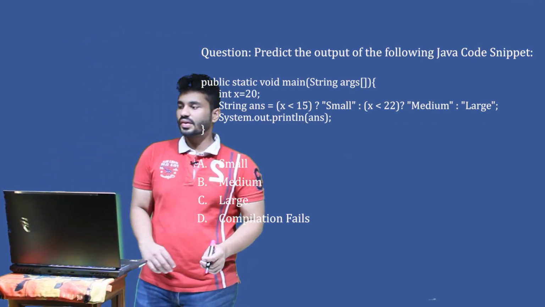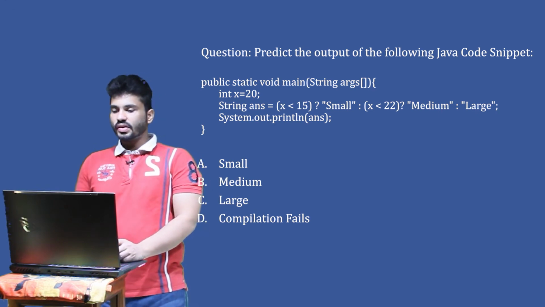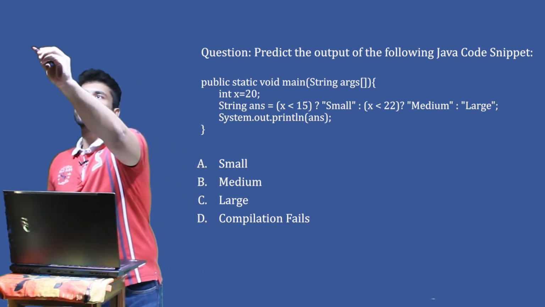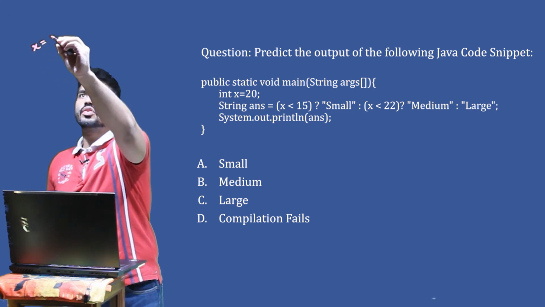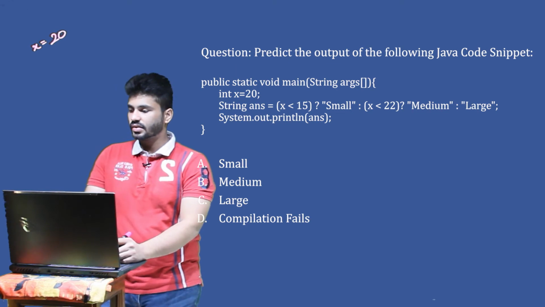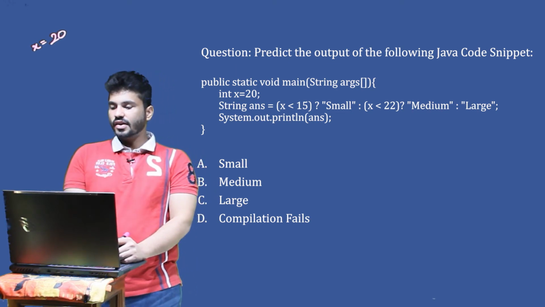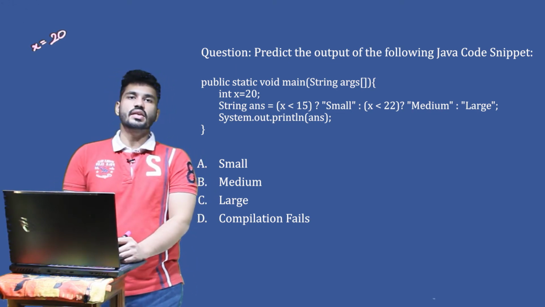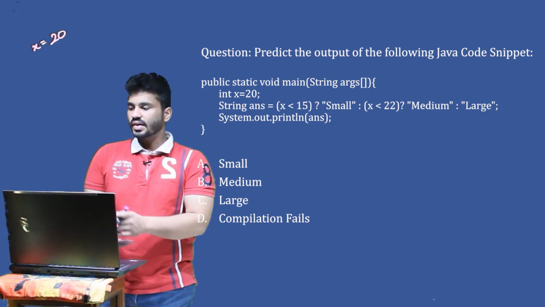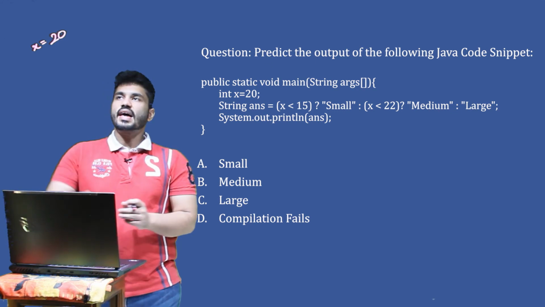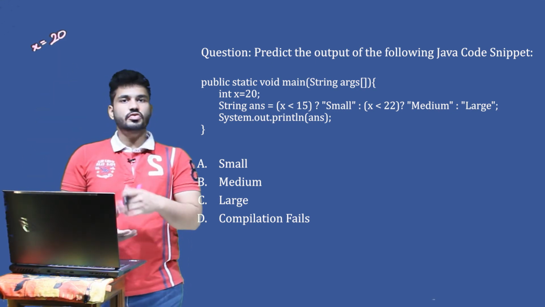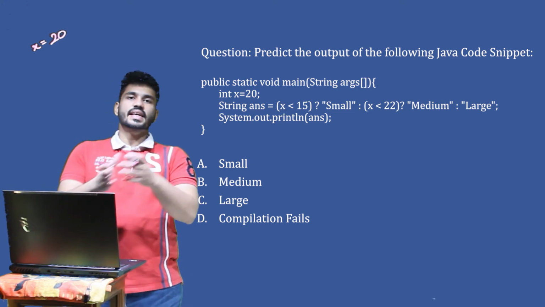So the next question is, predict the output of the following Java code snippet. Here in the first line we have a variable x and it is assigned the value of 20. Then we have the string answer and it is assigned a value based on the result of a ternary operator. The first condition that we have to check is x less than 15. The value of x is 20, so x less than 15 is false. So we will go to the second condition.